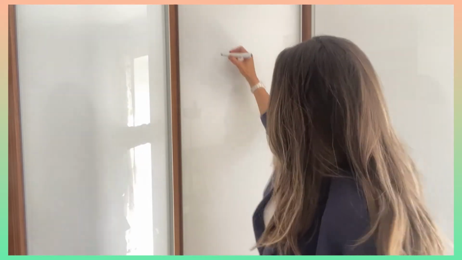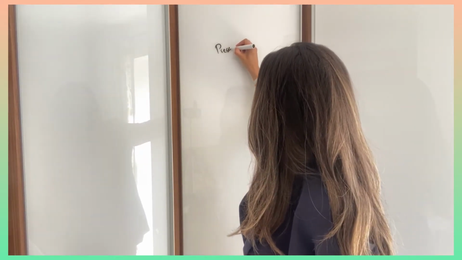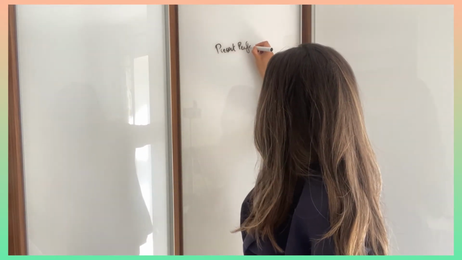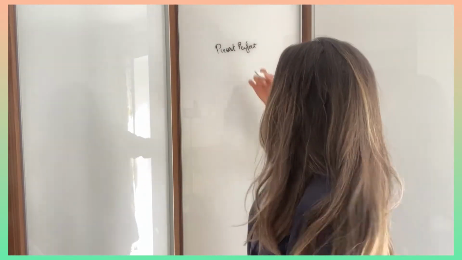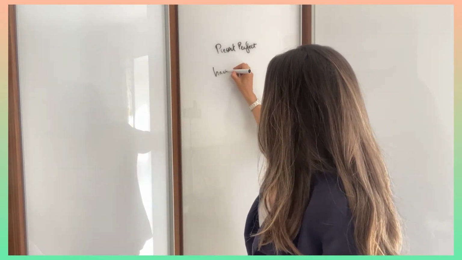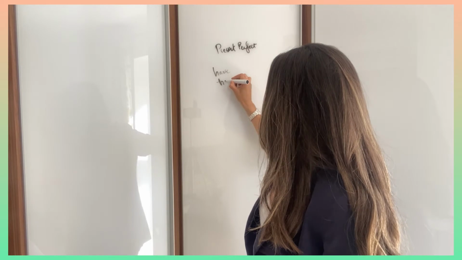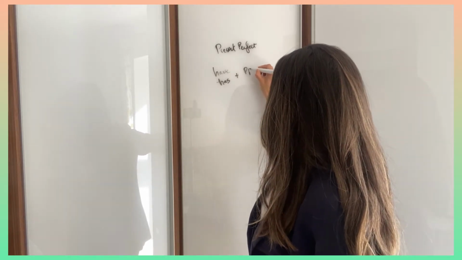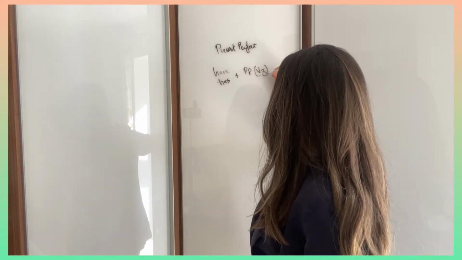Now let's review the present perfect together. Even though it's called present perfect, it rarely refers to the present. So how do we form it? We have or has, right? Plus past participle, or we call it verb 3. So it's the third form of the verb.